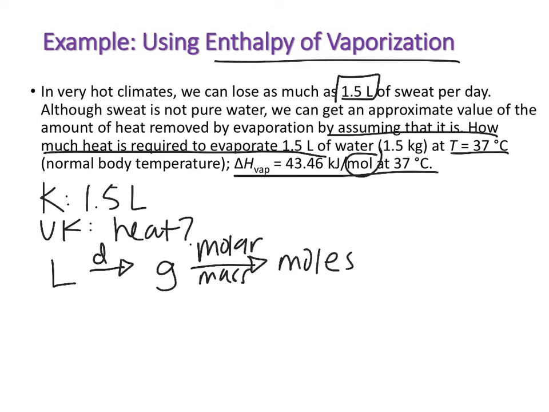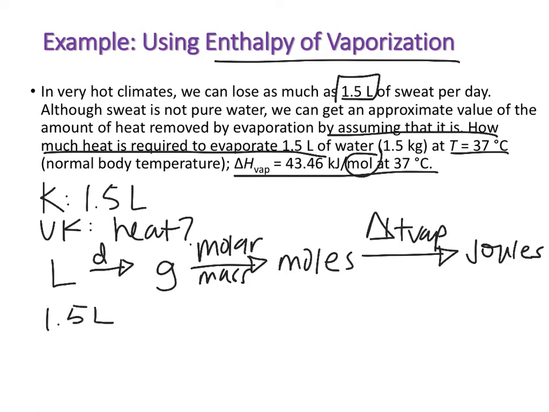Once you're at moles, you're in a good spot. From there, we will use the heat of vaporization to get to just joules, so heat, right? And that's our plan. So let's go ahead and set that up. So we're starting off with 1.5 liters. So the density of water is 1 gram per 1 ml.